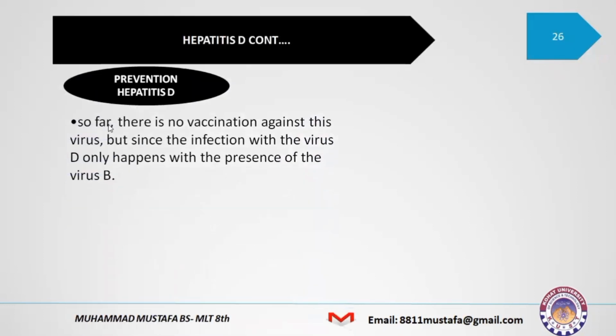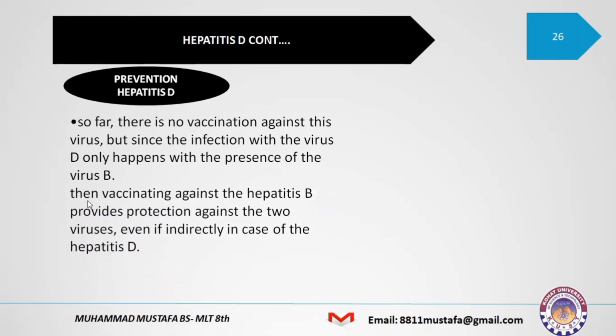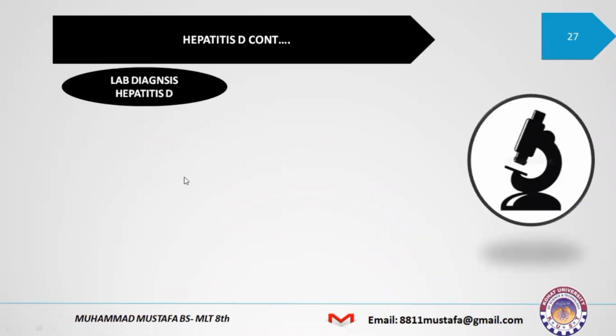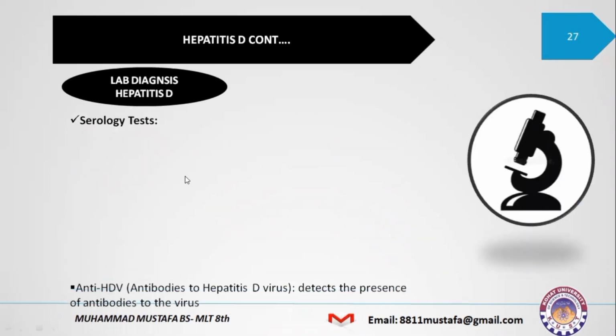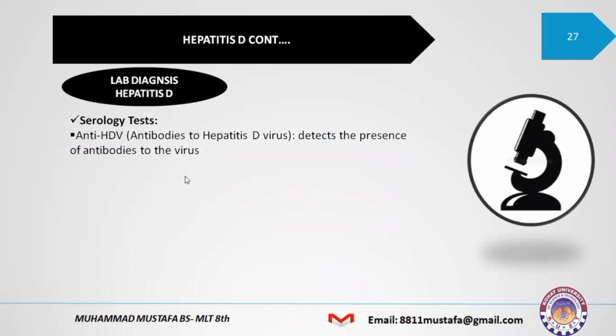Prevention of hepatitis D: so far, there is no vaccine against this virus, but since the infection happens only with the presence of the hepatitis B virus, the vaccine against hepatitis B provides protection against both viruses, indirectly in the case of hepatitis D. Lab diagnosis for hepatitis D is the same as the above viruses.